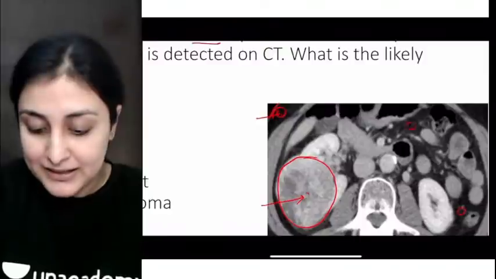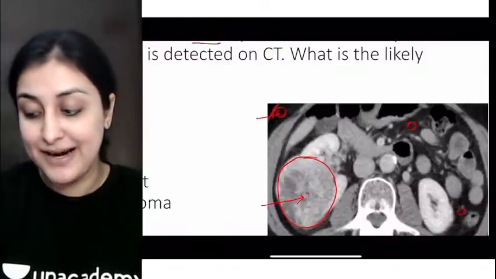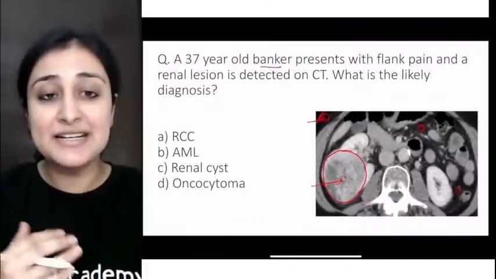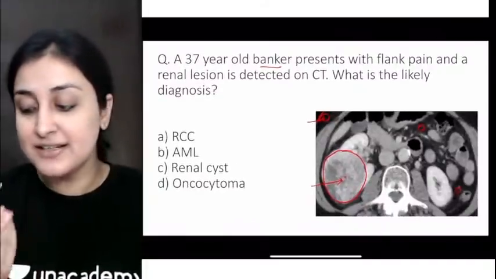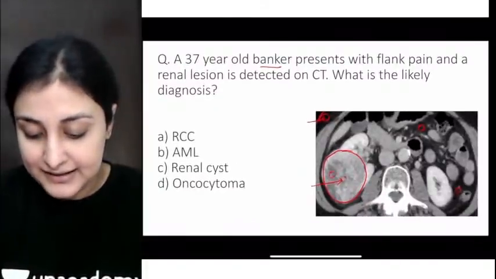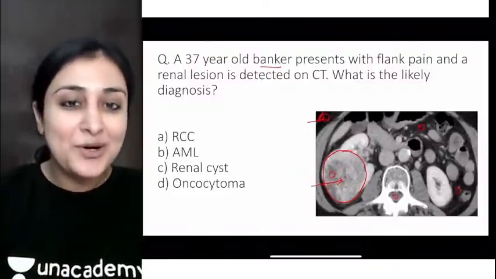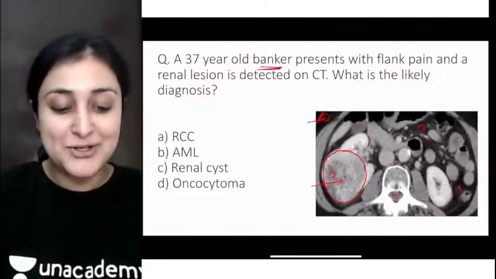You want to see more fat color? See here. All of this is mesenteric fat. Is there fat in this lesion? No. This is a heterogeneously enhancing lesion. This is just grey, guys. This is grey. Look, this grey is the grey of water. This is necrosis. So this is not angiomyolipoma just because he's a banker.